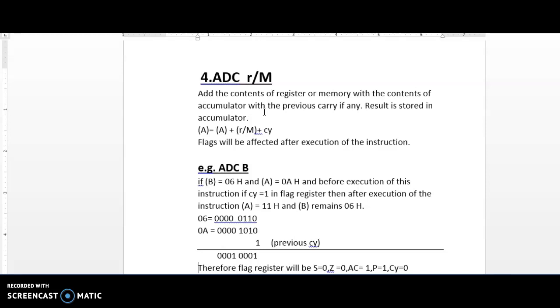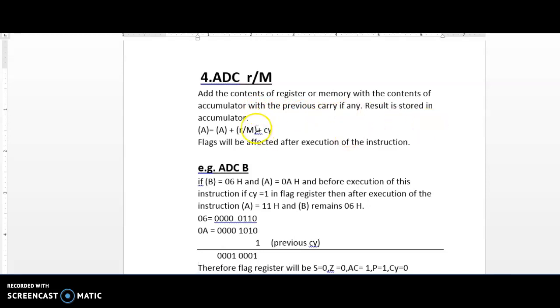In this case, if the last 8 bits are added and any carry is generated, that will be added with the higher 8 bits of the two numbers. That means I will have to take into account a carry when I am adding numbers which are more than 1 byte. If I have to add, then I will have to use the instruction called ADC R or ADC M. So here the contents of the register or memory will be added with the contents of the accumulator with the previous carry, if any.